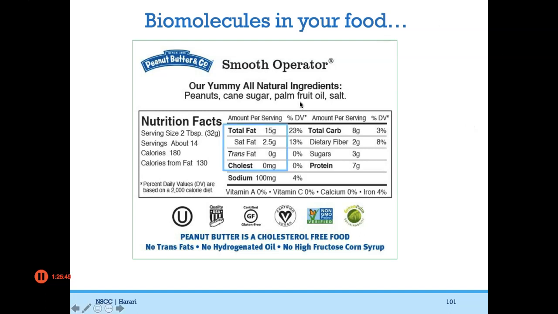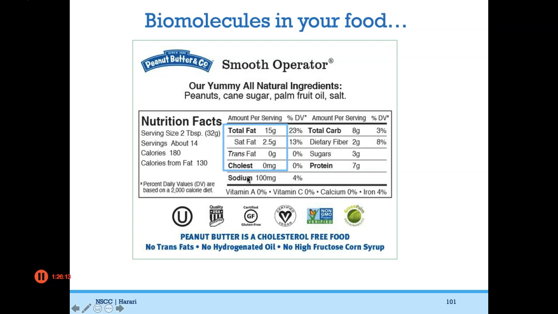So over here, we can see a group of lipids, right? We have fats, some of which are saturated fats, right? Because of the saturated fatty acid tails. So peanut butter is a solid at room temperature because of that saturated fat. There's no trans fat in this peanut butter. That's good. And there's no cholesterol. Cholesterol is also a lipid.